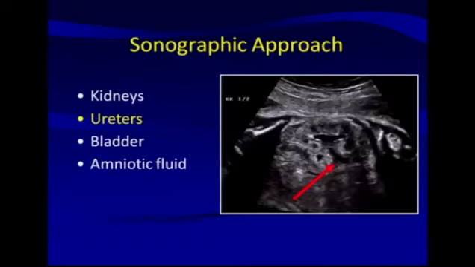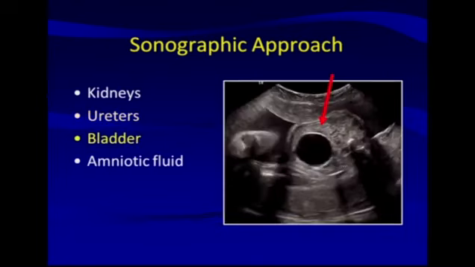We don't normally see the fetal ureters because the caliber of the ureter is usually less than about 1 millimeter. But as the ureters dilate to 2 to 3 millimeters, as you can see here, with fluid within the ureter, we start to be able to see the mildly dilated ureter.